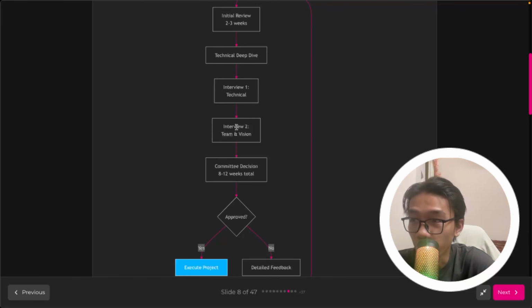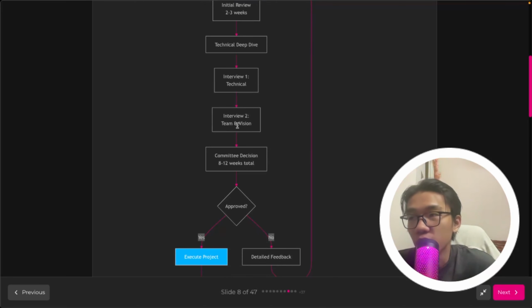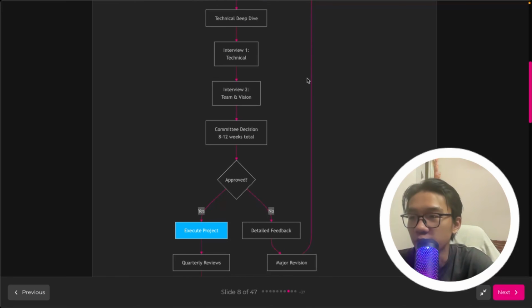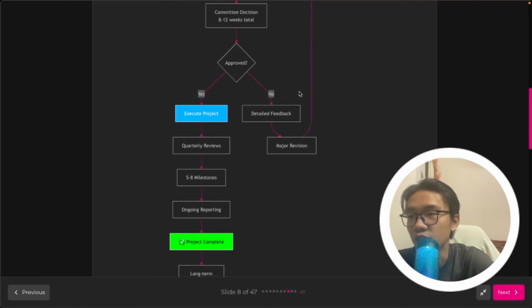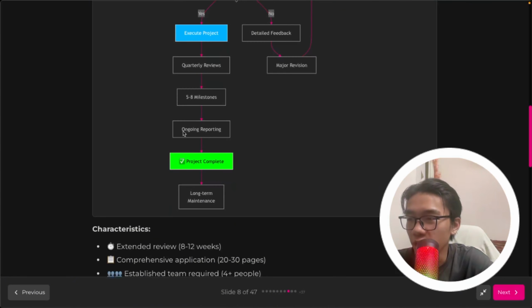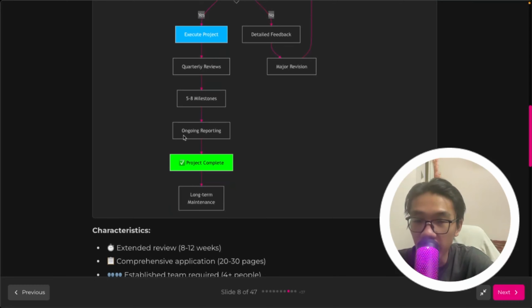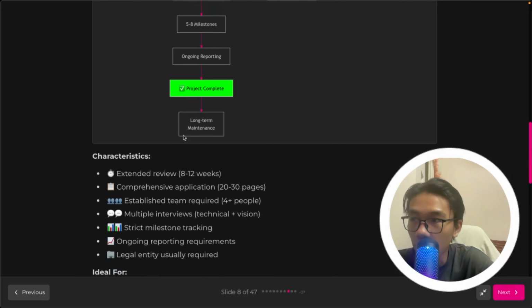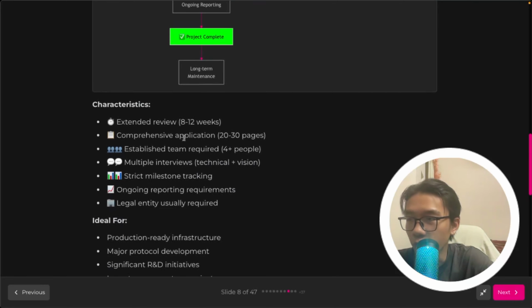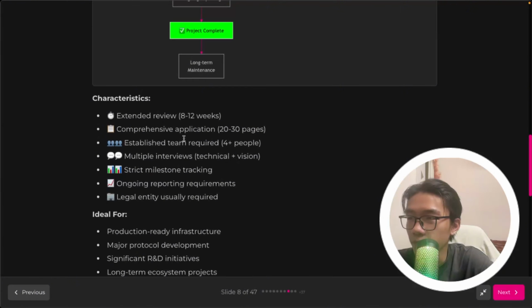of initial reviews, interview 1 technicals, and interview 2 the team visions, and then committee decisions until it gets approved. If it gets approved, then you can execute a contract and then execute a project and then deliver based on each milestone and give ongoing reports about your project.